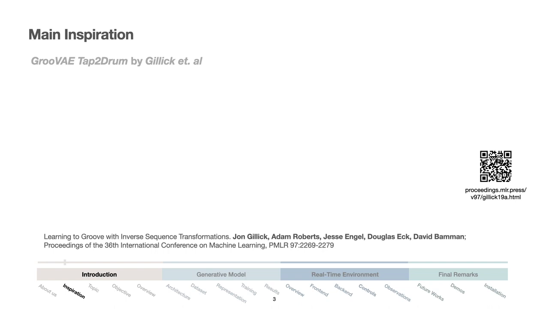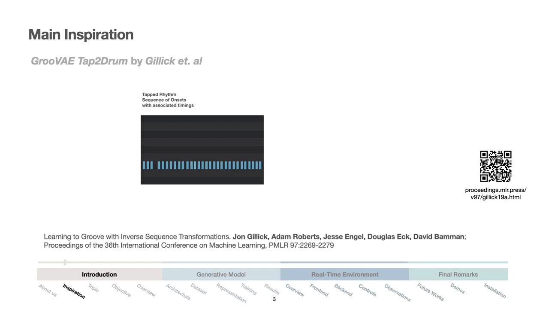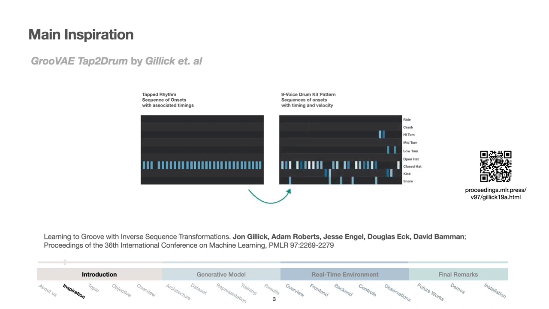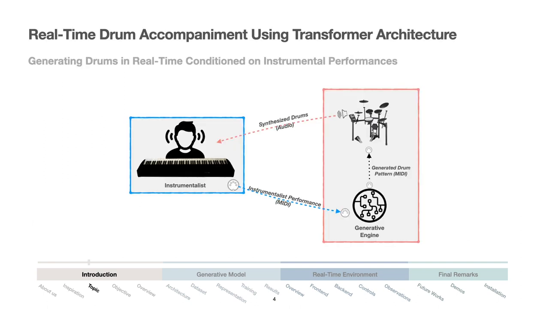Before I proceed with the rest of the presentation, I'd like to acknowledge that a great deal of this work was inspired by the Groove tap-to-drum model released by the Google Magenta team. Tap-to-drum is a recurrent sequence-to-sequence VAE capable of converting a single voice rhythmic pattern called a tap pattern into a full drum pattern. During the presentation, I'd be using the label shown here to specify any part of our methodology in which ideas from tap-to-drum were used. With this in mind, let's continue the presentation focusing on our work.